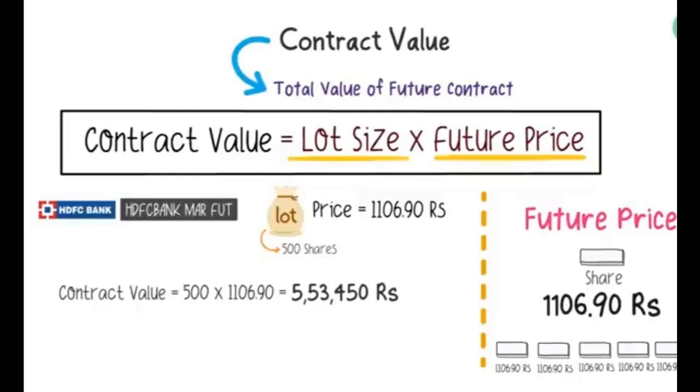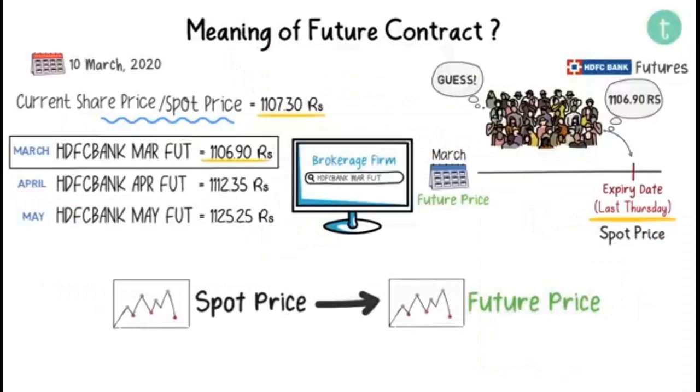So, the meaning of a futures contract. The current price of HDFC Bank, that is the spot price, the price in equity, is 1,107.3. And the price of March futures is 1,106.9. Here, the futures price is a little less than the spot price. So it indicates the guess of the public. The retail investors are of the opinion that at the end of the month of March, the price of HDFC Bank will come down a bit. So there is a discount in futures.